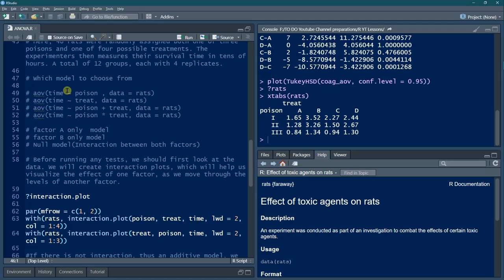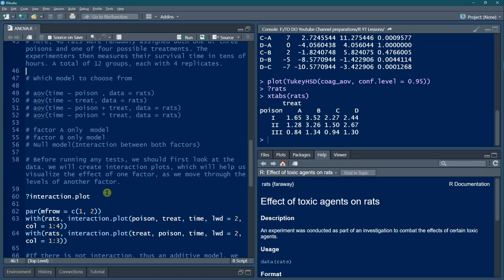Time as a function of poison, time as a function of treat, time as a function of poison plus treat, or an interaction of poison and treat. In this case it is poison, treat and then poison plus treat, all. So it can be anything. Or we can use only factor A and then find out factor B only, and then we can find out like that.